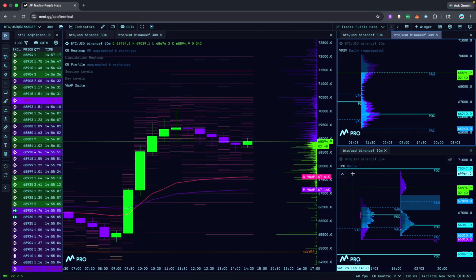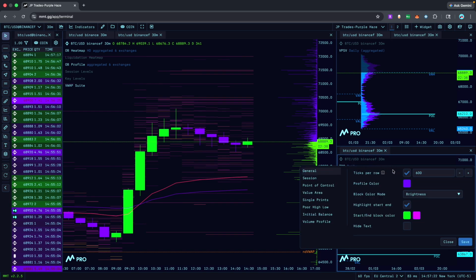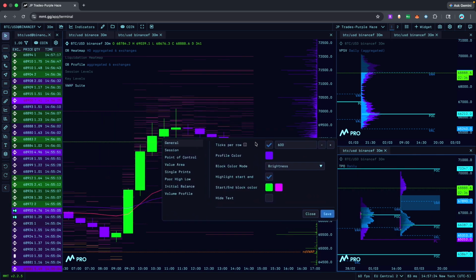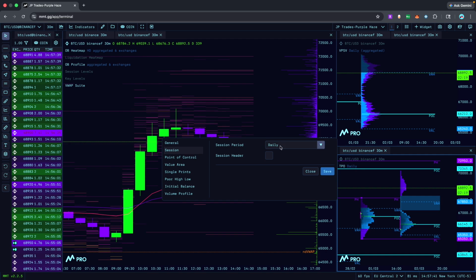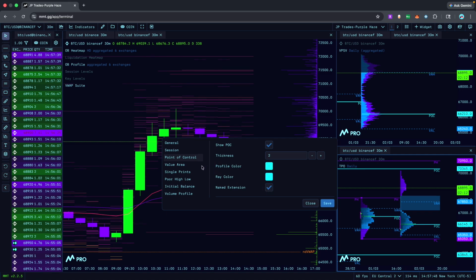For TPO, again, very standard configuration set on the 30-minute time frame. When we look at the settings here, I currently set the tick size to 600 on TPO, but from time to time I do change this or set this to auto depending on how the volatility is. Next we see the time period is set to daily, and down here in the POC tab, we enable the point of control and also extend the naked point of controls here as well.